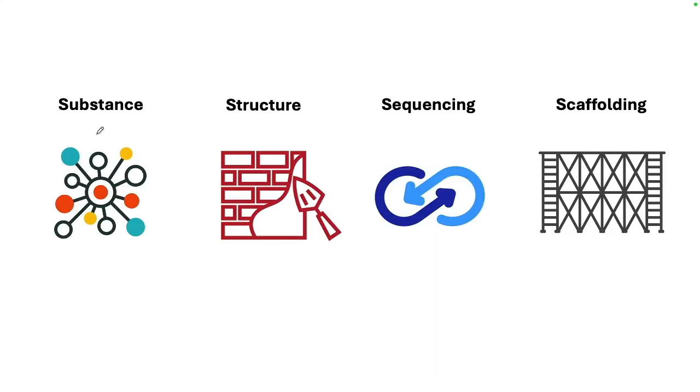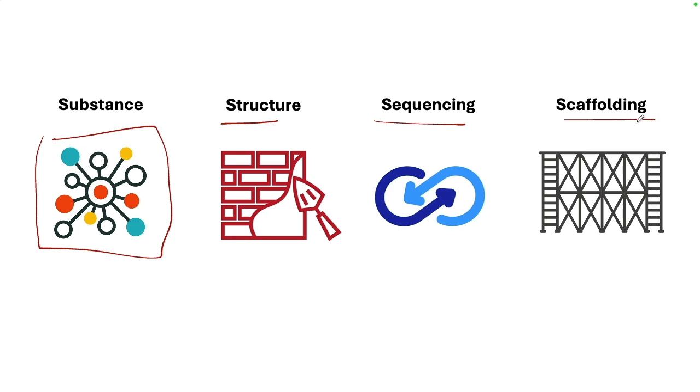And that's it. So as you can see, we've had pretty much the same substance, but what's going to change is the structure, the sequencing, and the scaffolding. But by changing the structure, the sequencing, and the scaffolding, we can actually change an activity and make it easier, harder, more engaging, more interesting, etc.